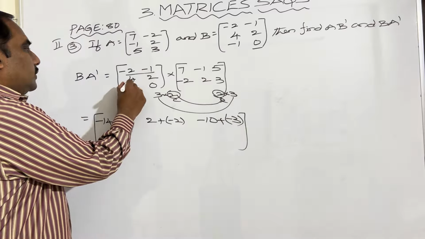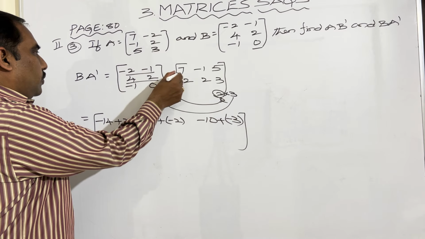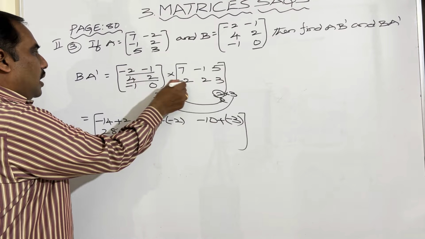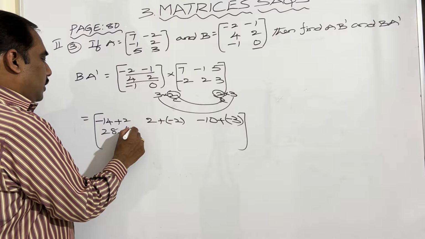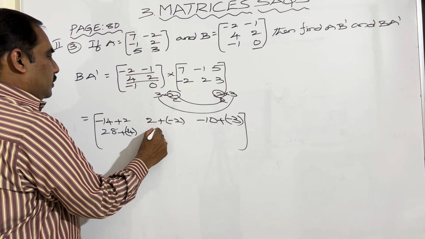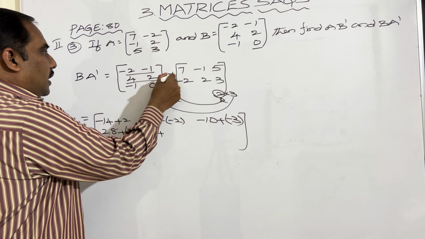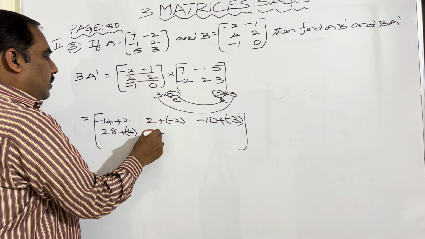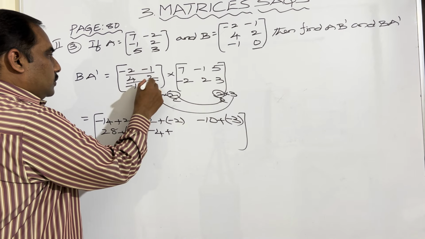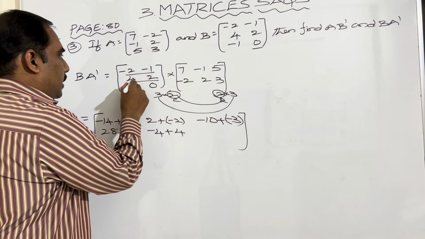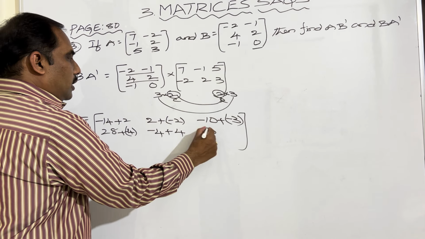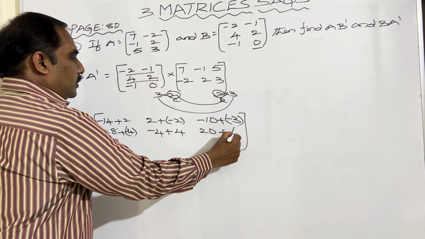Again second row first column multiplying: 4 into 7, that is 28, and plus 2 into minus 2, that is minus 4. Second row second column multiplying: 4 into minus 1, minus 4, plus 2 into 2, that is 4. Again second row third column multiplying: 4 into 5 is 20, and plus 2 into 3 is 6.